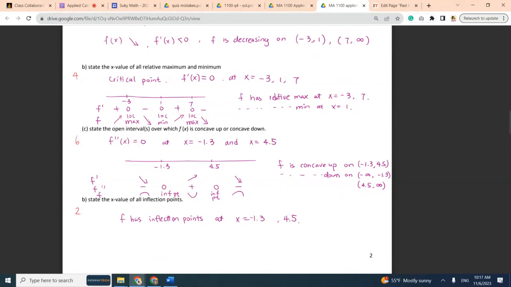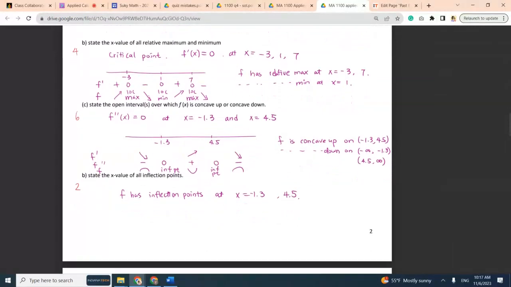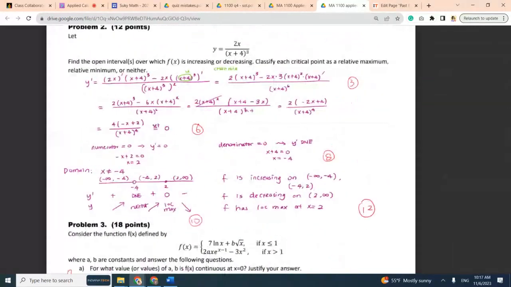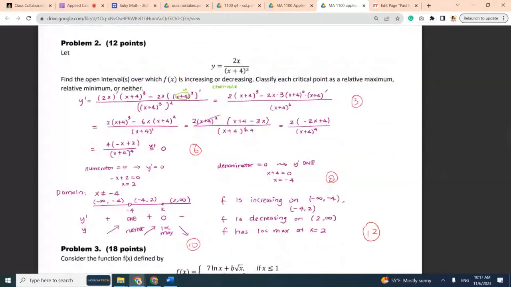So try this problem again. What is this problem about? You find the intervals where it's increasing and decreasing. So you take the derivative and then find the critical points. Make sure you remember all the derivative formulas. What's the derivative of x to the n? n times x to the power of n minus 1.